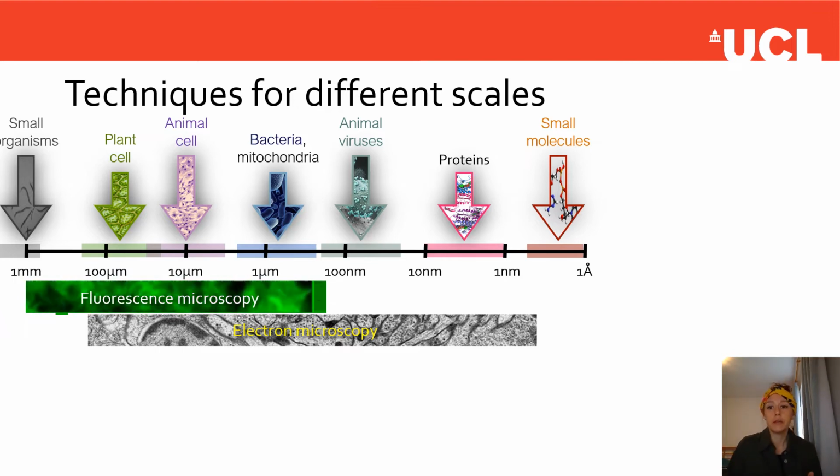Now, the trade-off for this kind of incredible resolution in electron microscopy is, of course, that you can't use all your labels. You can't have live samples. You've got a dead sample that's gone through quite an extreme sample preparation process, and you haven't got all your lovely fluorescent proteins and dyes and labelling techniques that you have in fluorescence microscopy. So super resolution microscopy essentially exists to fill in this gap here.